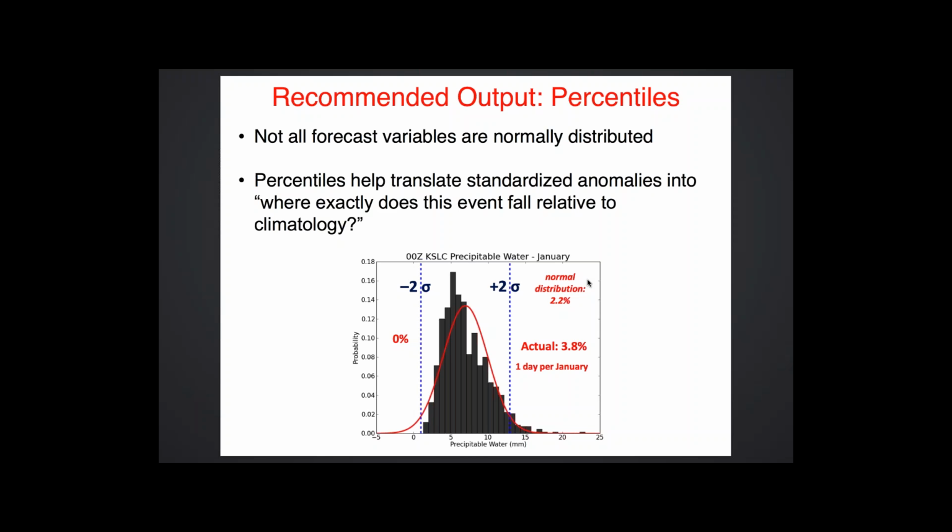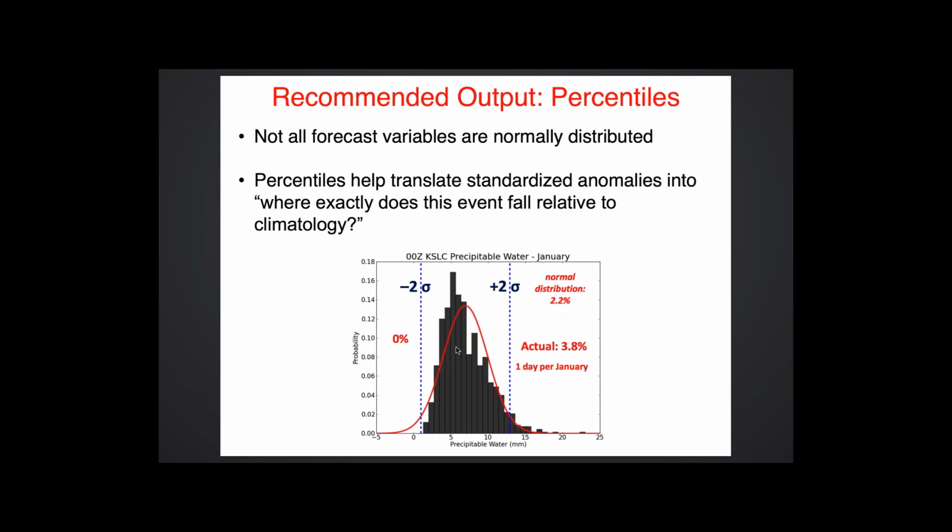To illustrate this, I have a plot on the bottom here which shows the probability of various precipitable water values at 0Z in Salt Lake City in January. We can see that this variable is not normally distributed. There's a significant right tail to this variable.